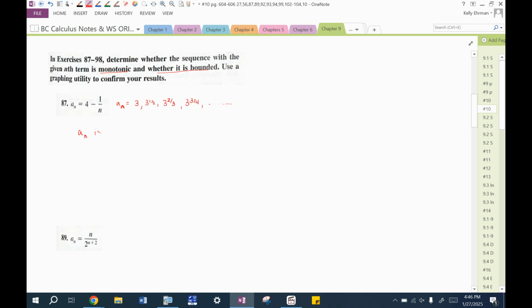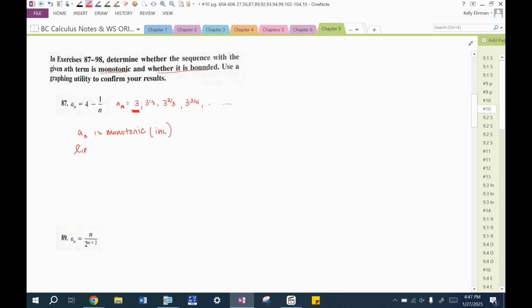A sub n is monotonic. And in this case, it's monotonic because it's strictly increasing. I can see the lower bound right here. The terms will never get back to 3, so that's the lowest term possible. And there is a ceiling to where they hit.